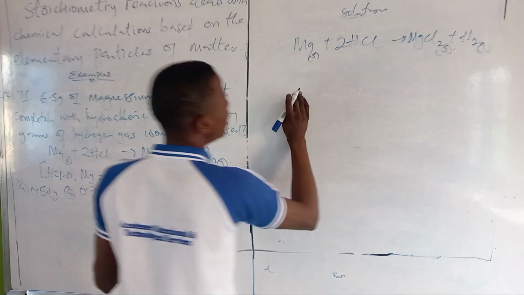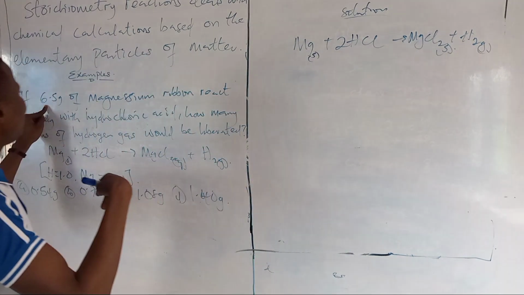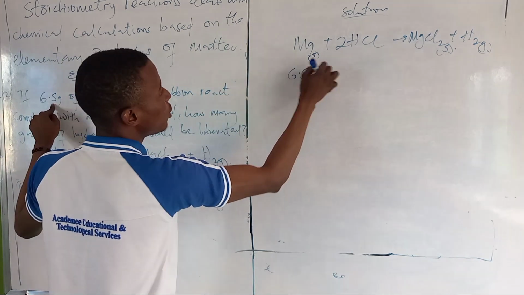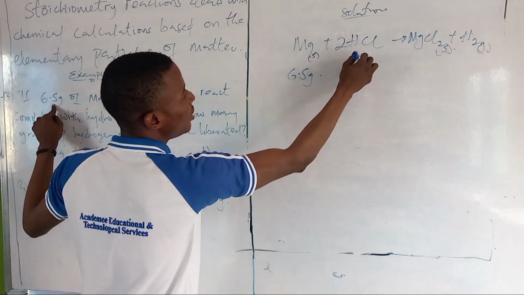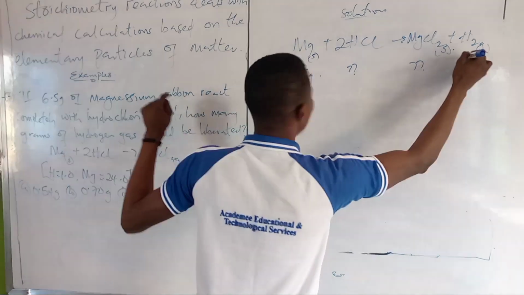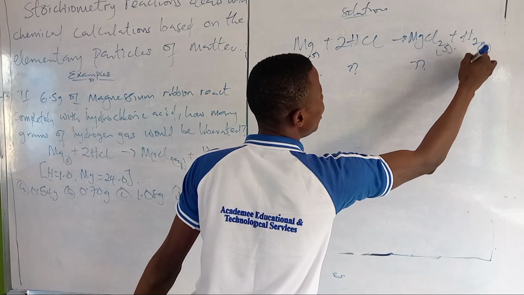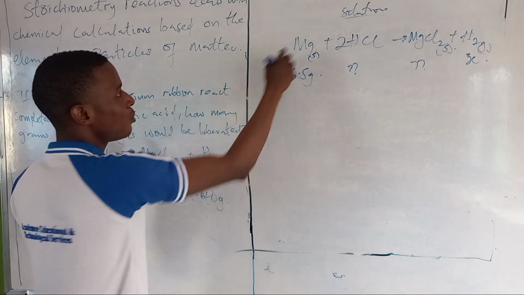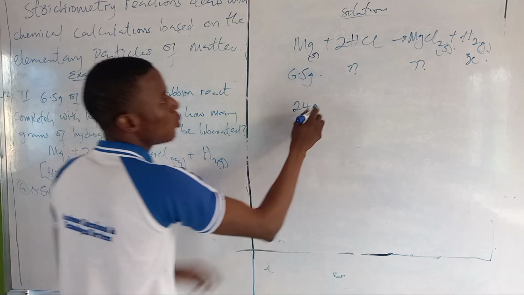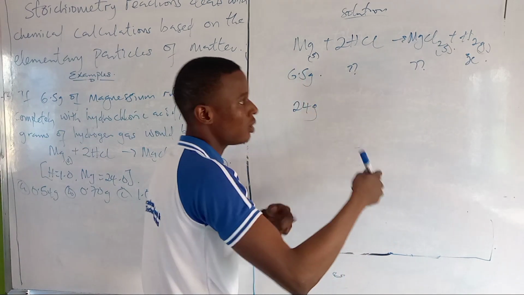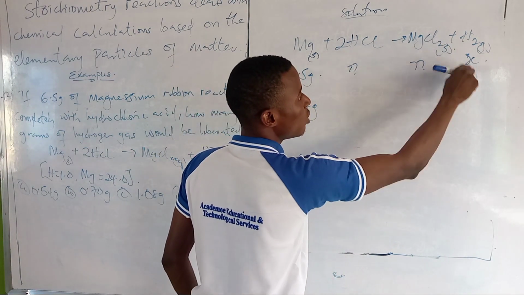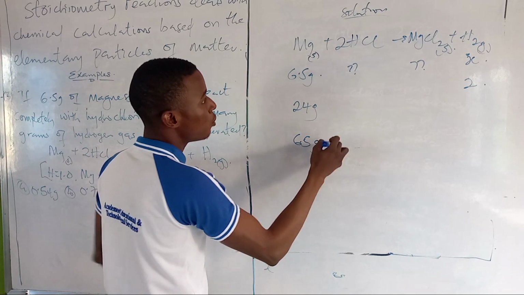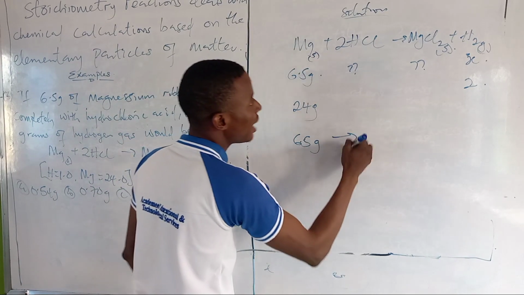So from this equation, mind you, the mass given is 6.5 gram of magnesium. We are not given the mass of this, but we are told to calculate the mass of this. Let's make it x. From the chemical equation, the molar mass of magnesium is 24 gram, while the one for hydrogen that we are asked to calculate is 1, but we have 2 atoms, making 2.